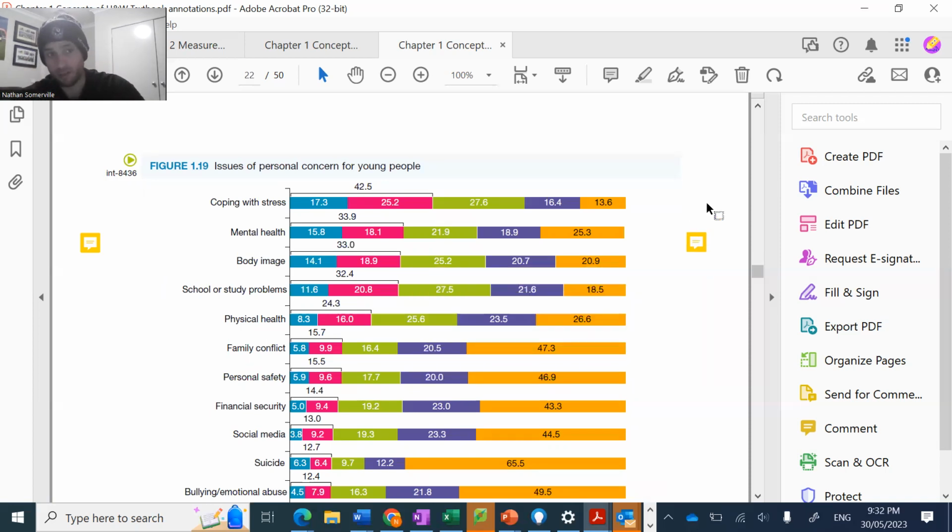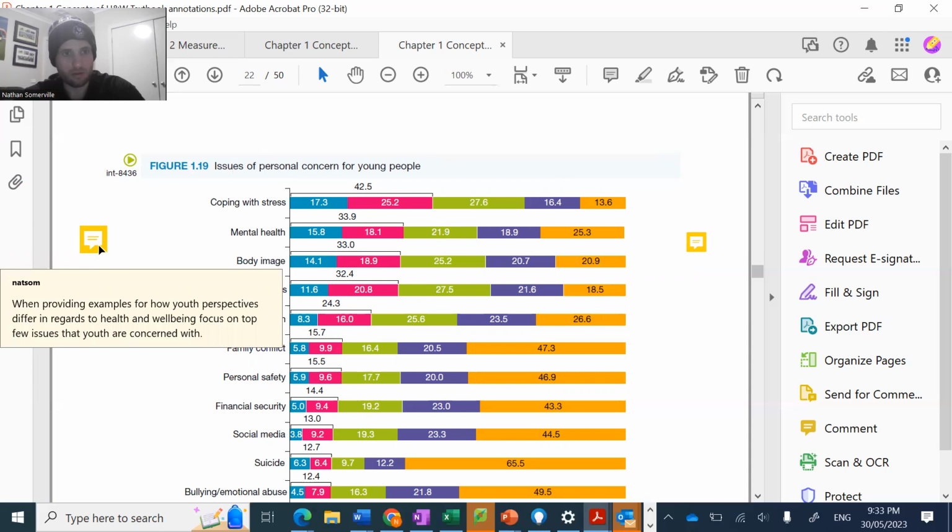So, whatever case study question you get, if you look at the top 5 big concerns, or the major concerns for young people, they're probably going to be applicable to most case study questions you answer. So: coping with stress, mental health, body image, school or study problems, and physical health.